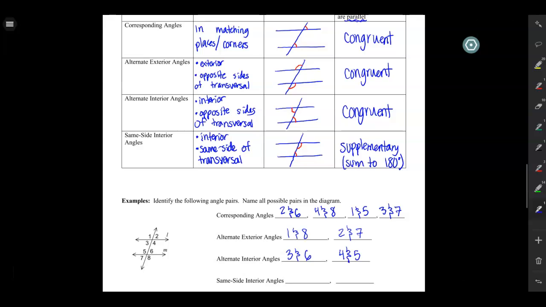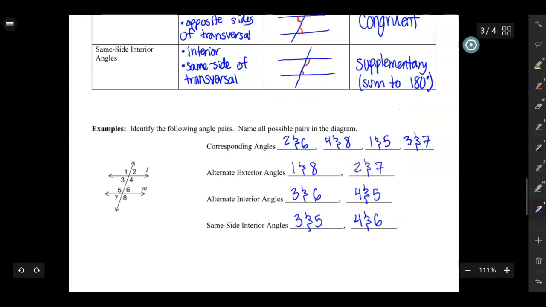And then the same side interior angles, that's going to be when we look at those interior angles that are on the same side of the transversal. So 3 and 5, and 4 and 6. Now remember, for the first three, the angles are congruent. And for this last one, the angles are supplementary.